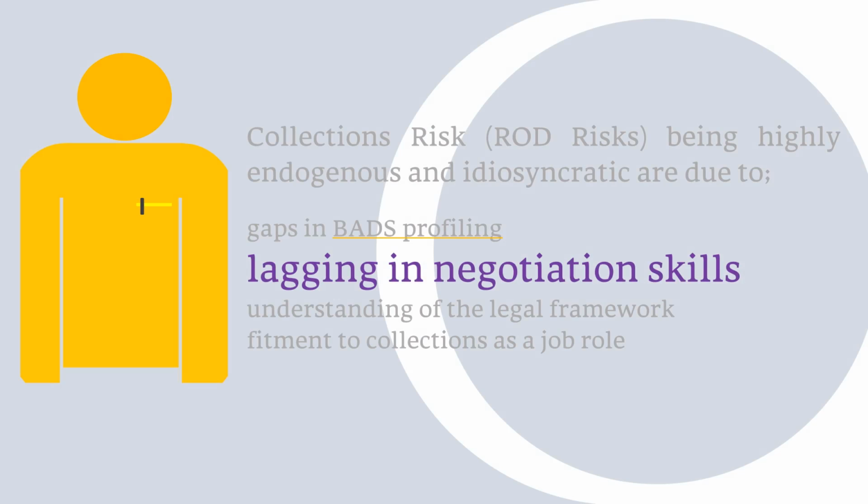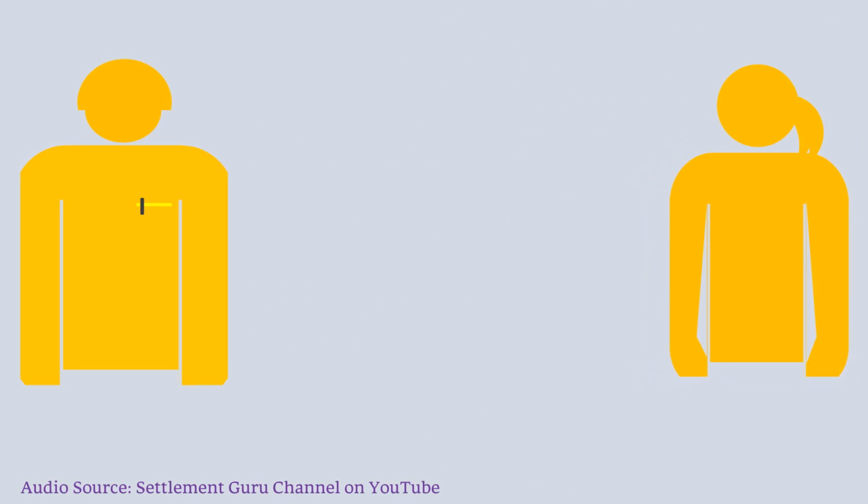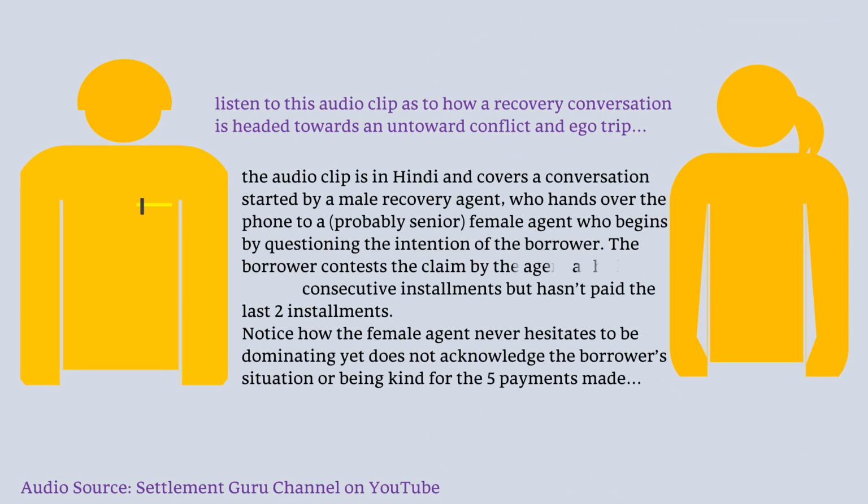Here is a conversation. It is in Hindi as to how a recovery conversation is headed towards an untoward conflict and ego trip. The audio clip is in Hindi and covers a conversation started by a male recovery agent who hands over the phone to a probably senior female agent who begins by questioning the intention of the borrower. The borrower contests the claim by the agent as he has made 5 consecutive installments but hasn't paid the last 2 payments. Notice how the female agent never hesitates to be dominating, yet does not acknowledge the borrower's situation or being kind for the 5 payments made.